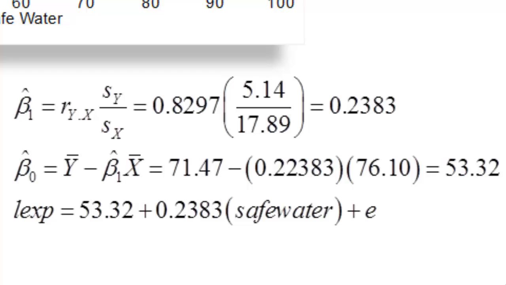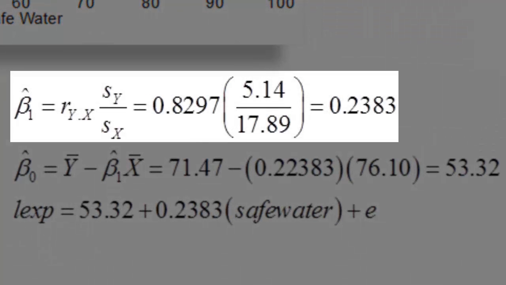Again, a real short way, if you have the correlation coefficient and the standard deviations of your two variables, is simply to multiply your correlation coefficient by the ratio of the standard deviation of your dependent variable to the standard deviation of your independent variable, which in this case gives us a slope coefficient of approximately 0.2383, or about 0.24.